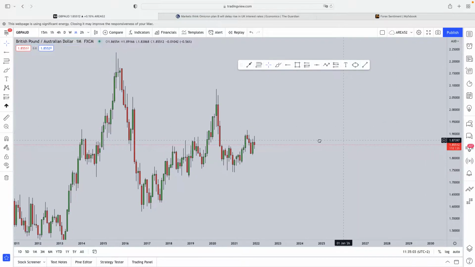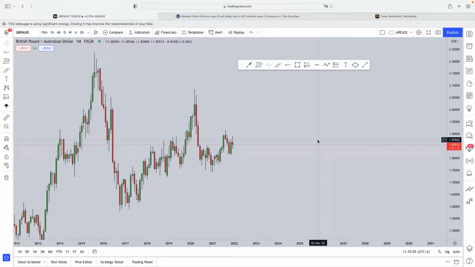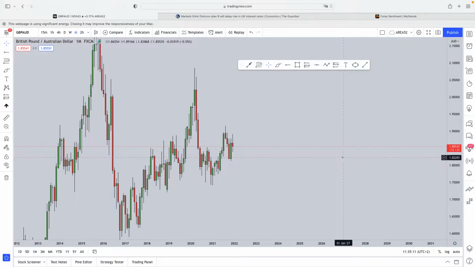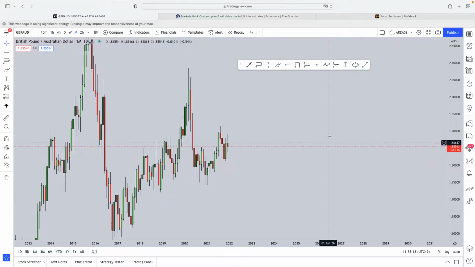Now today we're going to take a look at GBPAUD from a technical, order flow, fundamental and sentiment perspective. And I'll give you all the reasons for why you should be looking for a nice opportunity on here.